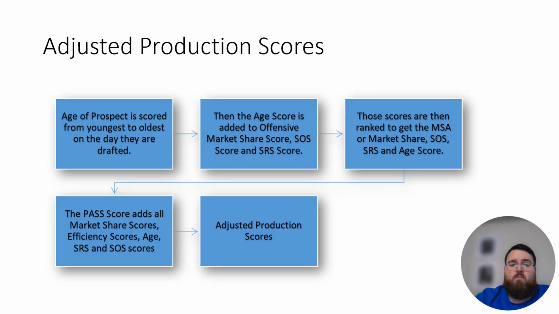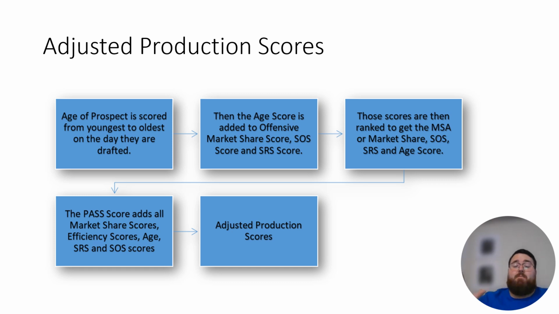So, moving forward. Adjusted production scores. The age of a prospect is scored from youngest to oldest on the day they are drafted. Then the age score is added to offensive market share, strength of schedule score, and SRS, which is strength of team score. These scores are then ranked to get the MSA, or market share, strength of schedule, strength of team, and age score. And then the PASS score takes all the market share scores, all the efficiency scores, the age score, the strength of team, and the strength of schedule score, adds them all together to give you an adjusted production score.